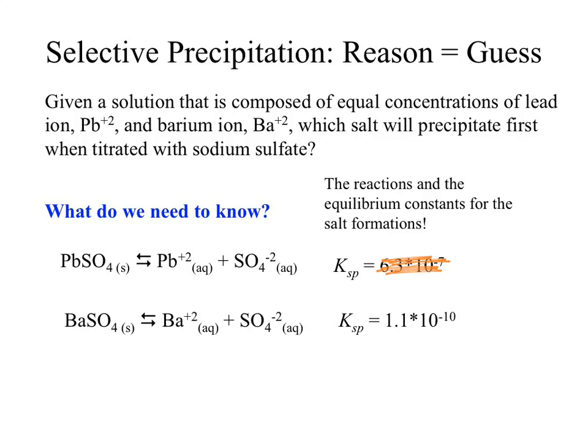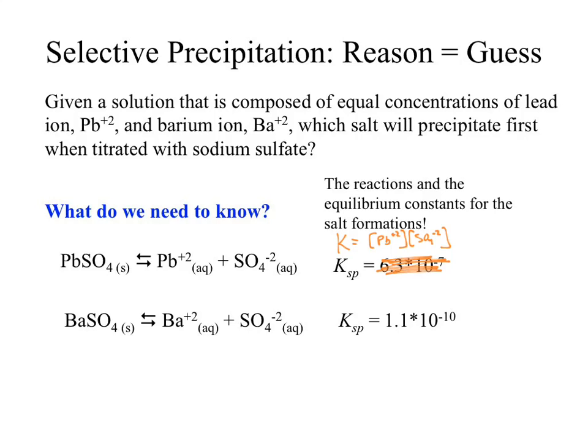Let's write out a K expression. K equals products over the reactants. What are our products? Lead. We've got lead ion and sulfate ion. Our reactant is a solid, so it doesn't need to show up in the expression. Okay? If lead sulfate is soluble, what does that mean? It completely dissociates into the ions, which means what's the relative concentrations of your lead and sulfate? Big or small?